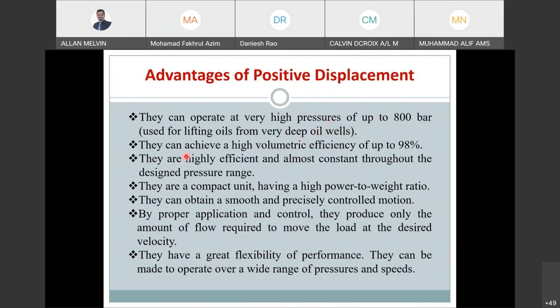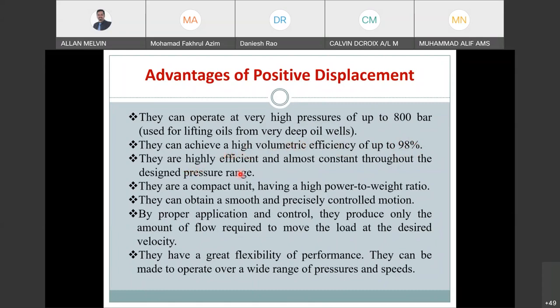The second advantage is they can achieve a high volumetric efficiency of up to 98%. So volumetric efficiency means you are utilizing the volume, and you can use up to 98%. Volume is creating a space. You're creating a space inside the pump, so you can efficiently use up to 98% of the pump's capacity. So it is quite good.